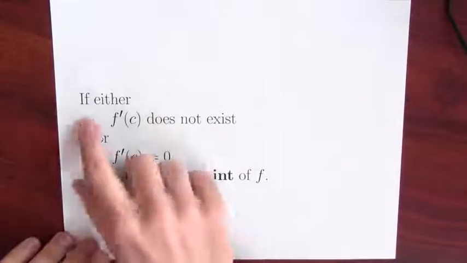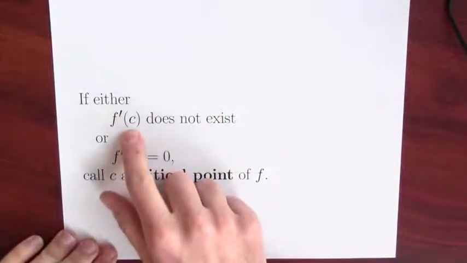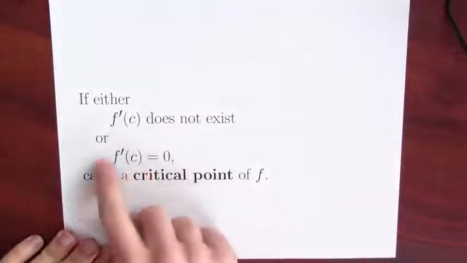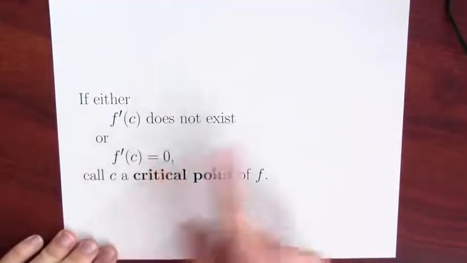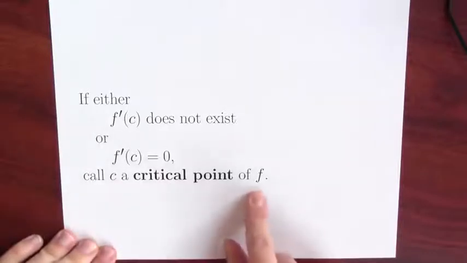We'll often want to talk about these two cases together, the situation where the derivative doesn't exist and the situation where the derivative vanishes. Let's give a name to this phenomenon. Here we go. If either the derivative at c doesn't exist, meaning the function is not differentiable at c, or the derivative is equal to 0, then I'm going to call the point c a critical point for the function f.